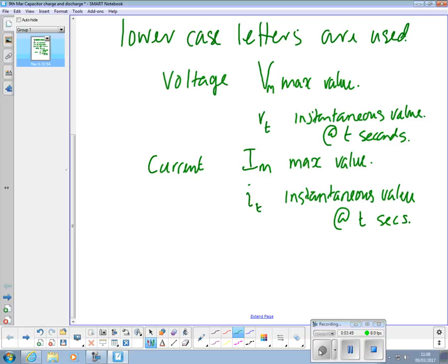Yeah. And that's really important, that if you get a question on this, you use that notation correctly. You use uppercase letters for maximum values, peak values in AC. You use lowercase letters for instantaneous values that are changing with time. Okay? Right, everyone happy with that? Yeah?